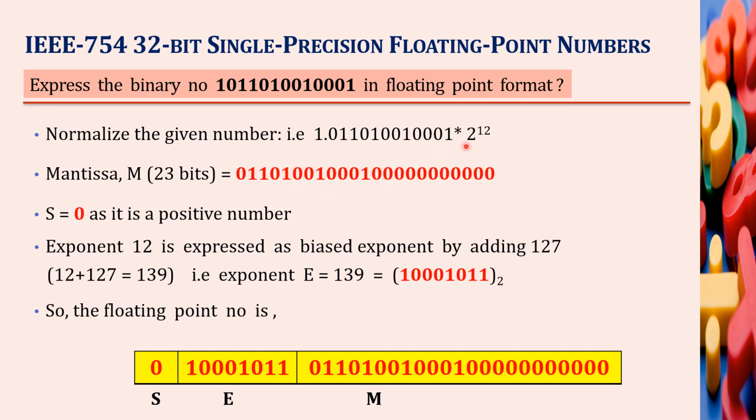Then we have the actual exponent as 12, so we need to add the bias 127 to it. 127 plus 12 gives 139, and its binary equivalent is 10001011. Since it is a positive number, the sign bit is 0. So the 32-bit representation is 0, followed by the exponent part, followed by the mantissa part.